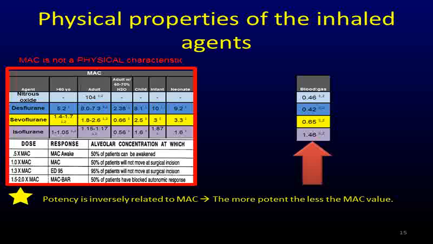Not 50-50, because it's 1.46, but I'm using these numbers. I would use 246 for ISO, 165 for SIBO, 142 for desflurane, and 146 for nitrous if I were to give you examples of an equilibrium state and where those molecules would be at equilibrium. Okay?